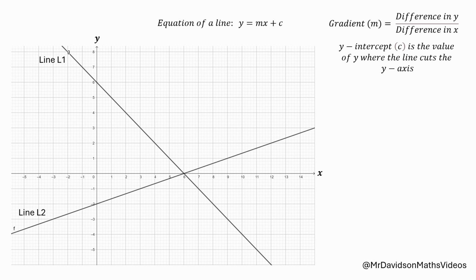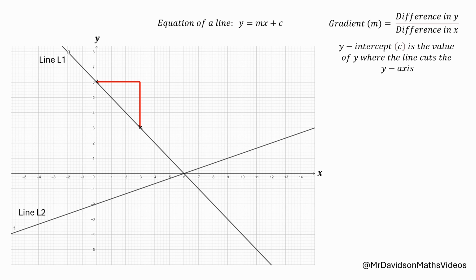To calculate the gradient, we need to calculate the difference in y divided by the difference in x. Sometimes this is called the rise divided by the run. So what does that all mean? First of all, I've got to find 2 points on the line that have integer coordinates. Then I draw a triangle and calculate the required differences.